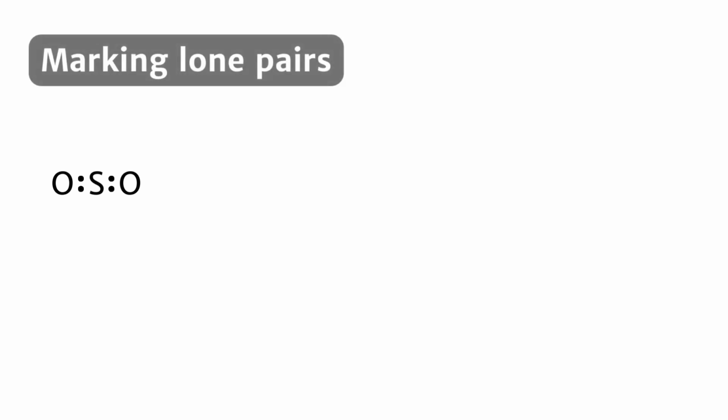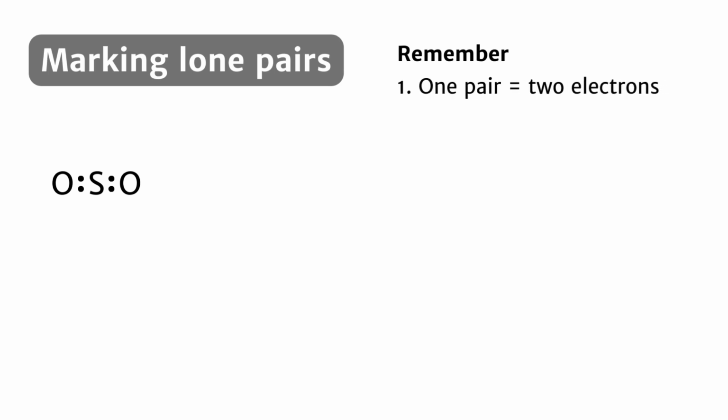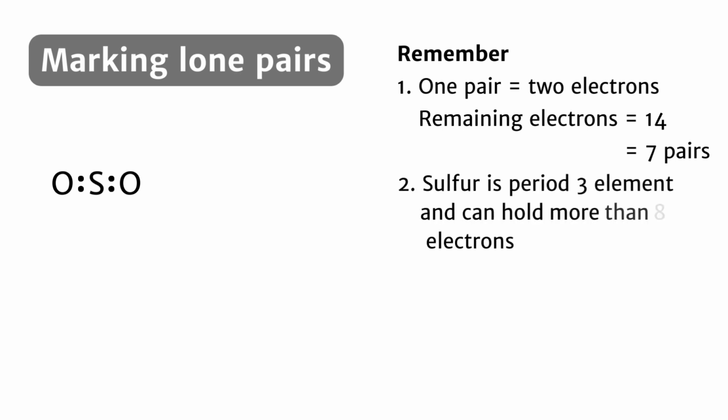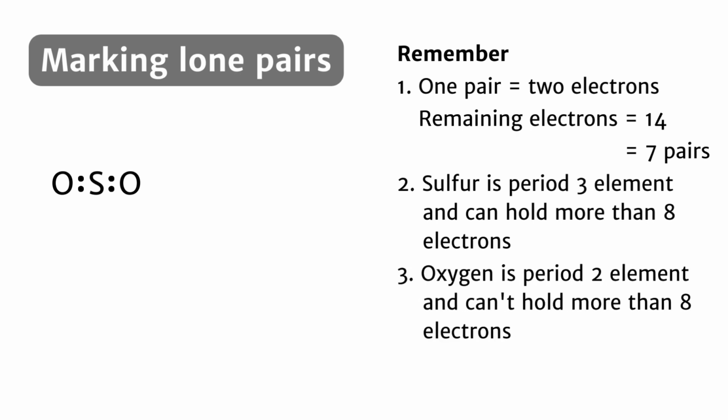Lone pairs consist of electron pairs not utilized in chemical bonding, with each pair comprising 2 electrons. With 14 remaining electrons, we can form 7 electron pairs and mark them on the structure as lone pairs. Also, it's important to note that sulfur, a period 3 element, can keep more than 8 electrons in its last shell, whereas oxygen, a period 2 element, cannot hold more than 8 electrons in its valence shell.